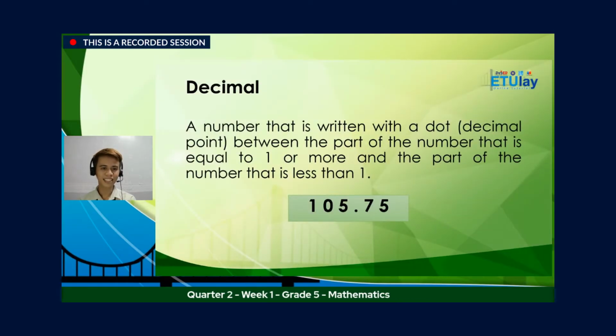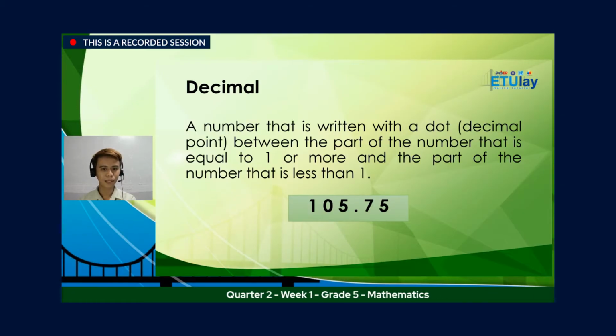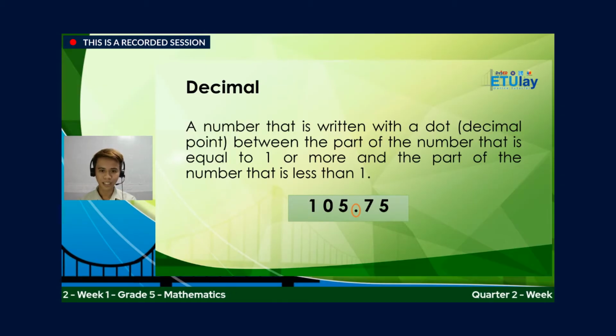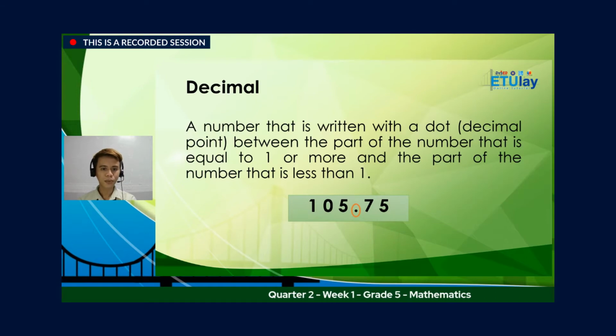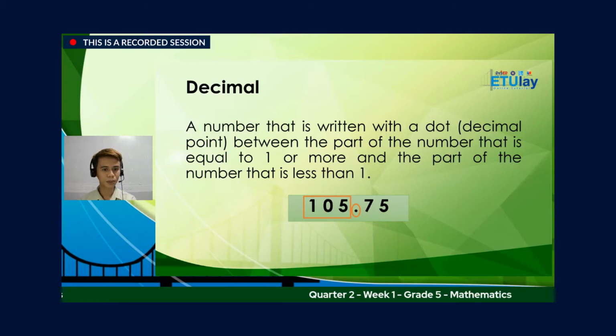To start our lesson, we will define what is a decimal. A decimal is a number that is written with a dot, or yung ating decimal point. Ito yon, yung tuldok na makikita natin dun sa ating number. To continue, the decimal point is between the part of the number that is equal to 1 or more. Sa part na ito yung 105. Ang 105 ang ating whole number. It is on the left portion of our decimal point.